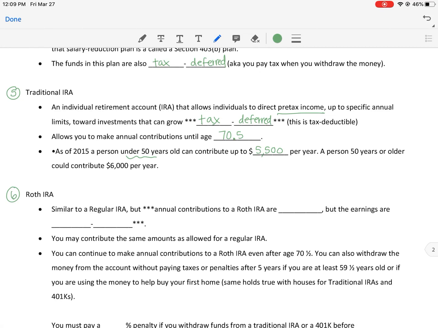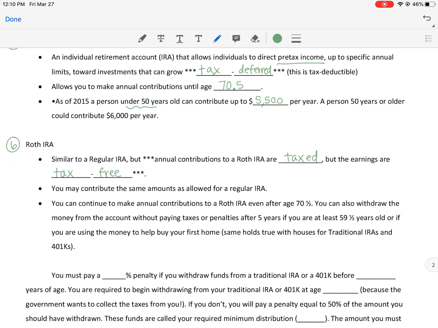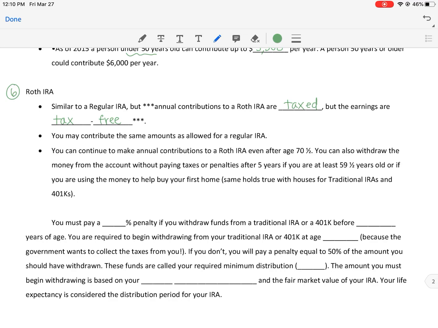Okay, a Roth IRA is really similar. The difference is, rather than similar to your regular traditional IRA, the annual contributions of a Roth IRA are taxed. So you pay taxes before you put the money in, but then any interest you earn on it is tax-free. So let's say you put in $5,000 and then by the time you retire it's $20,000, you only pay taxes on the first $5,000 you put in, whereas with the traditional ones you pay it on the entire $20,000, so including what you made. You can contribute the same amounts as for a regular IRA, and you can continue to make contributions even after you're 70 and a half. You can also withdraw the money from the account without paying taxes or penalties after 5 years if you're at least 59 and a half, or if you're using the money to help pay for your first home. There's also other reasons too, like for education, etc., which also hold true for your traditional IRAs and your 401ks.